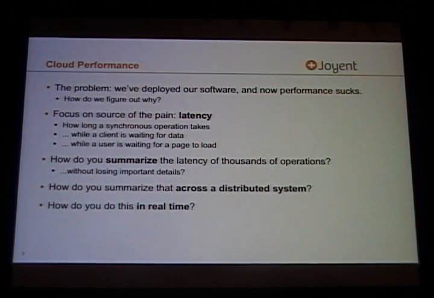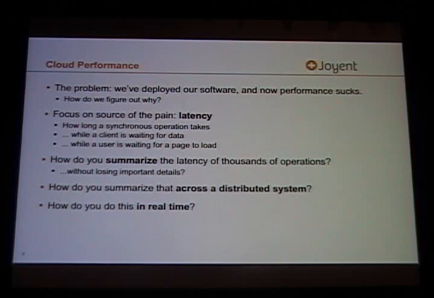So good day, my name is Brendan, as Dave said. And the way we work at Joyent, Dave works on more engineering and I'm more customer facing. So I have a good understanding of the problem that we're attacking because I work on performance escalations in the cloud. So the problem: we've deployed our software and performance sucks. That's standard. How do we figure out why?